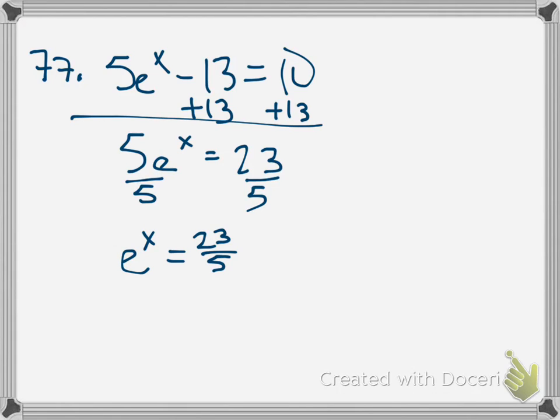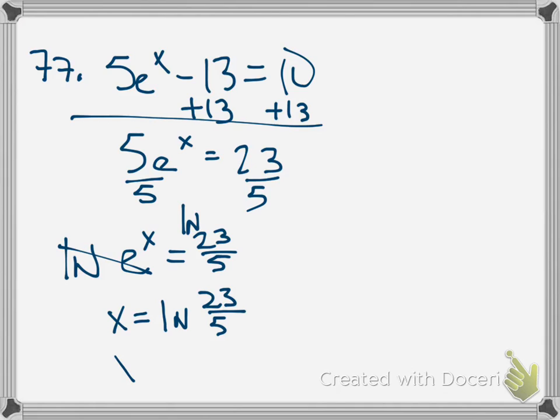So how do I get rid of the e? You get rid of the e by taking ln. So these cancel out, leaving you x is equal to ln of 23 over 5, which is what you would type into the calculator to come up with an answer. 10 thousandths, really? Okay, and I get approximately 1.5621. Alright, but you get the idea.